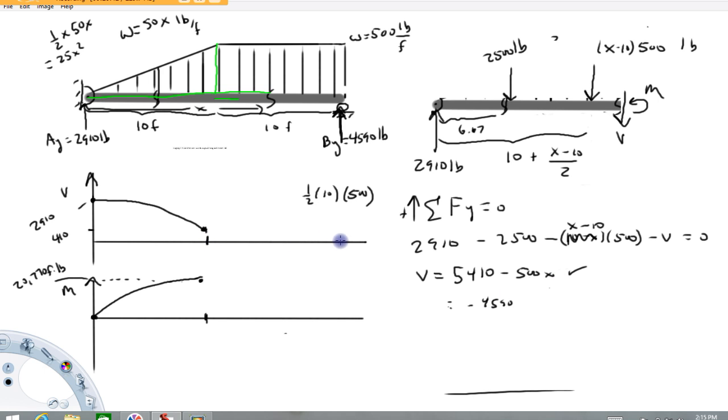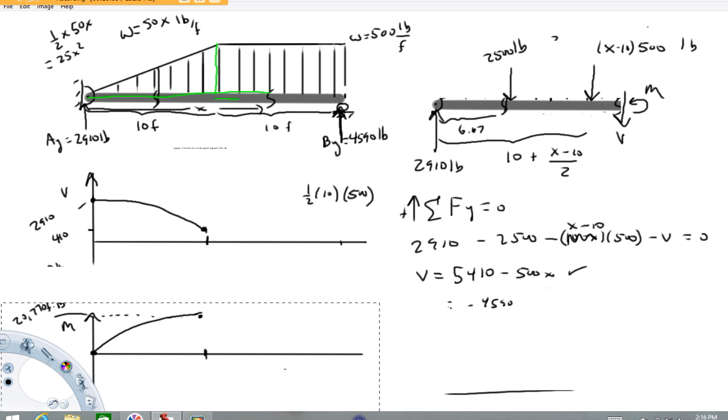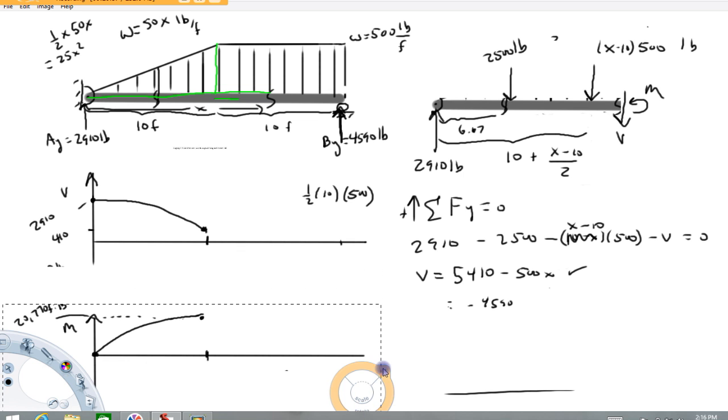So if I come over here to 20, this thing's way down here. Unfortunately, I don't have enough room. Maybe I can make some room here. Drop that moment function quite a bit. Okay, and that minus 4590 would be maybe down here somewhere. And this is linear, so connect the dots. Boom. So there's our shear now graphed all the way along here.